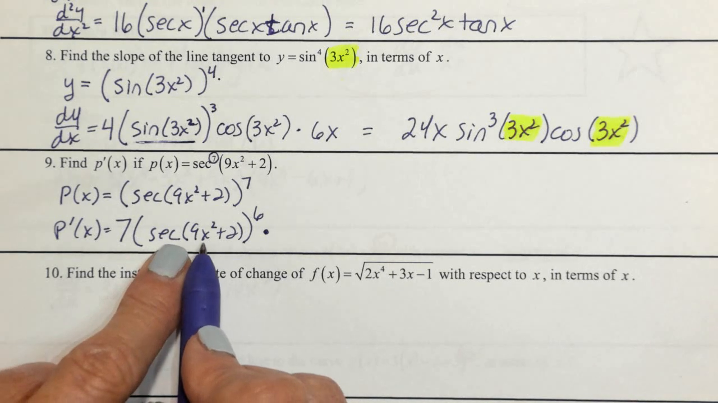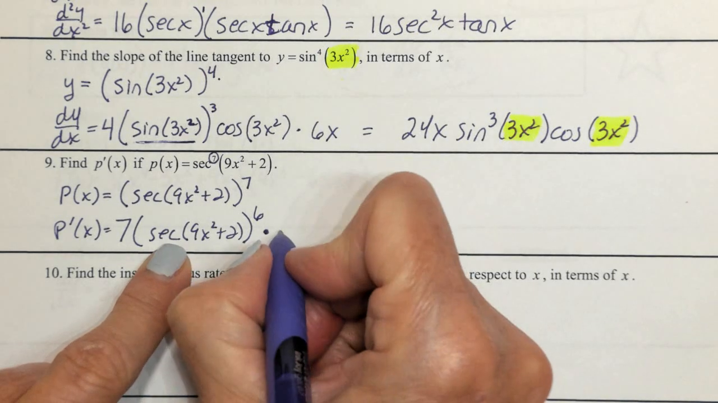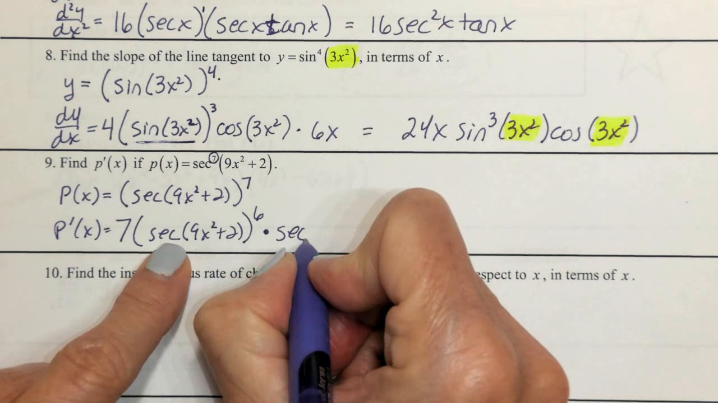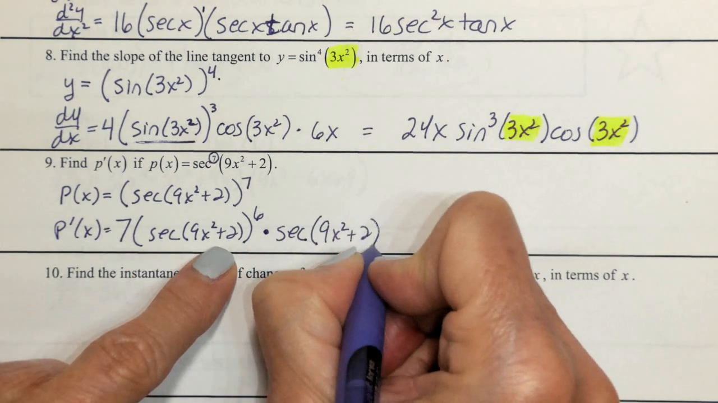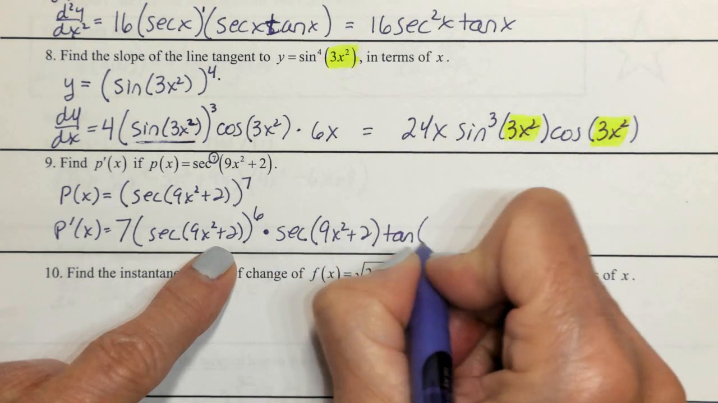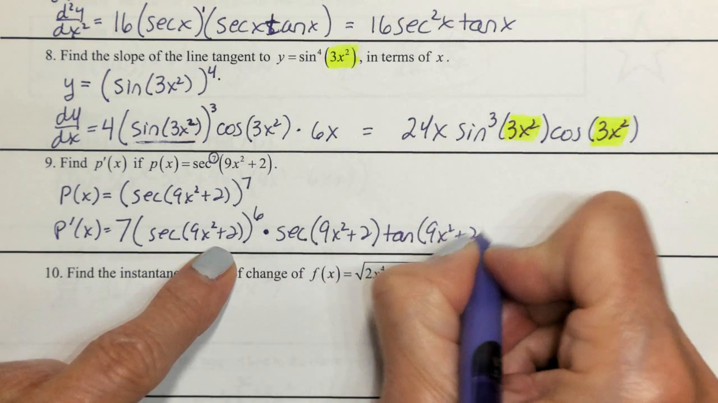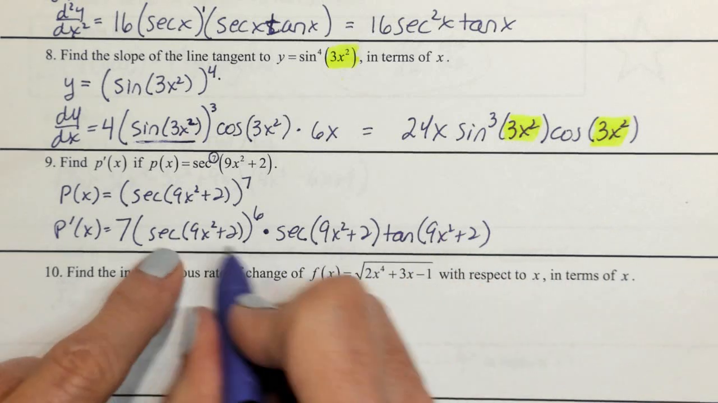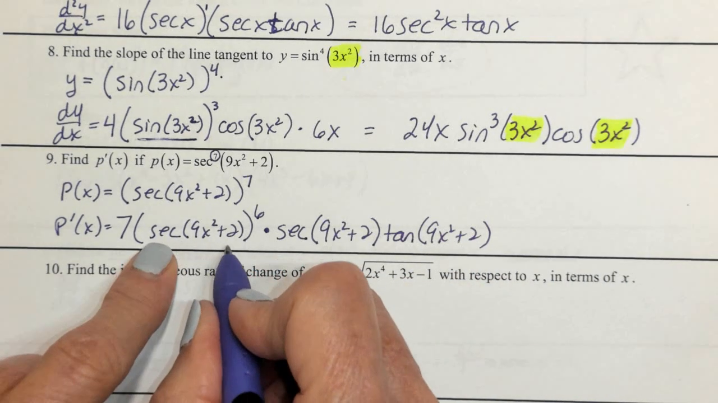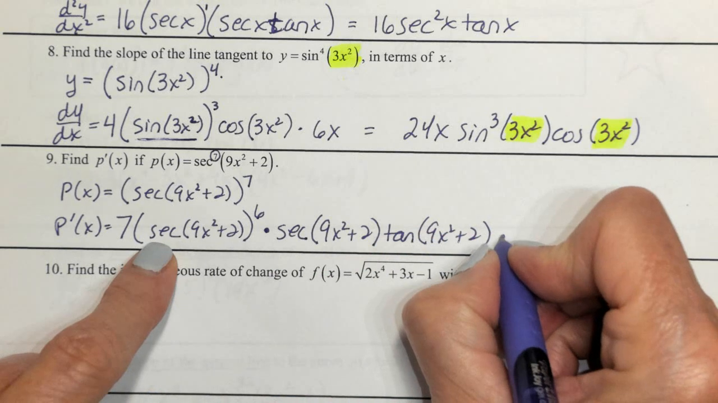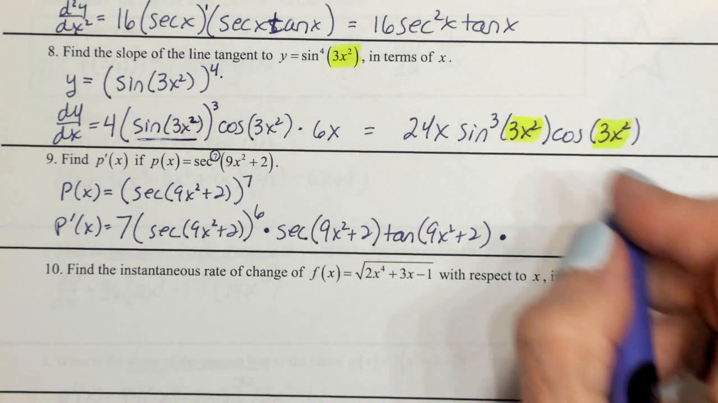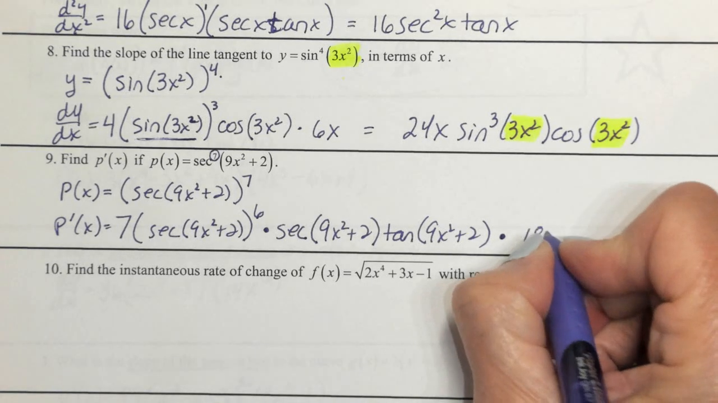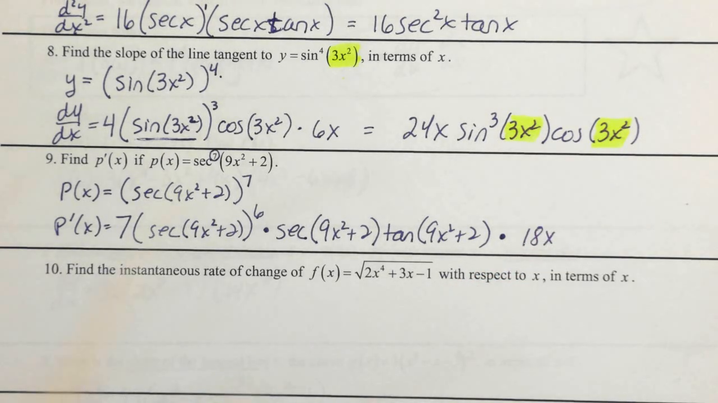And what's inside of the parentheses is the secant. So secant of 9x squared plus 2 tangent of 9x squared plus 2. That's the derivative of secant of 9x squared plus 2 if we go ahead and multiply by, at the very end, the derivative of 9x squared plus 2, 18x.